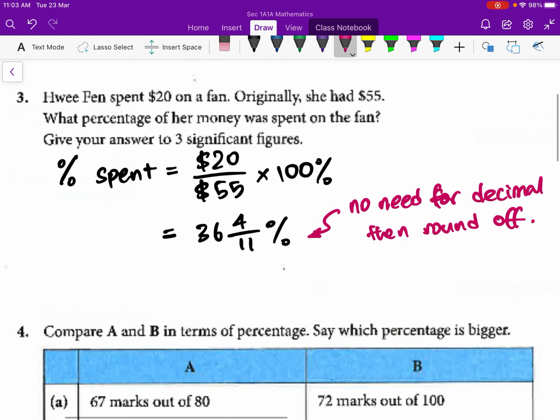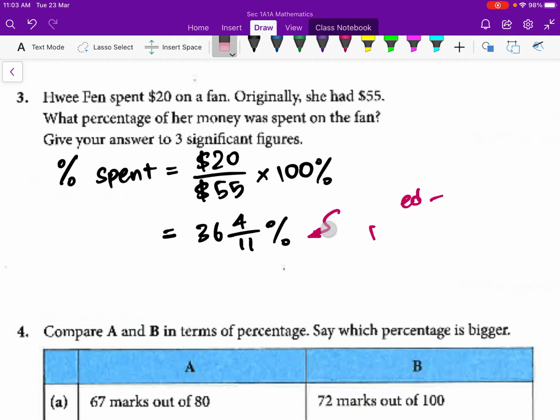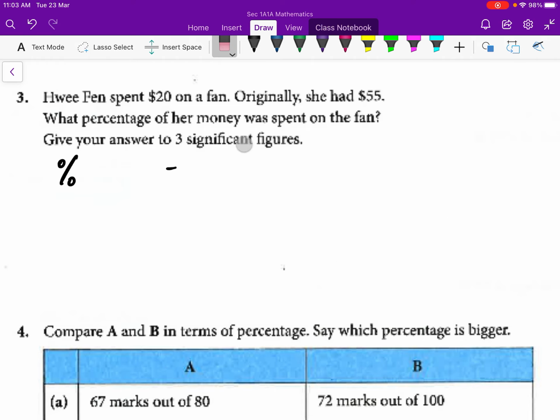So, if you remember some of your primary school work, now don't copy whatever I'm going to write now. Don't copy. Examples of things that are not accepted.